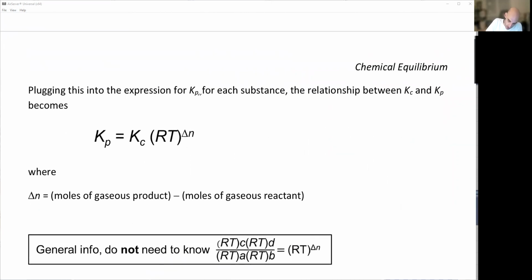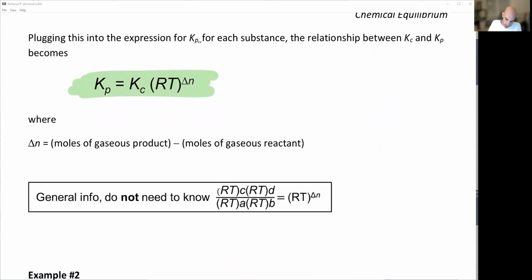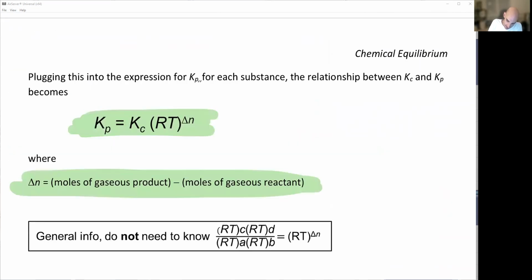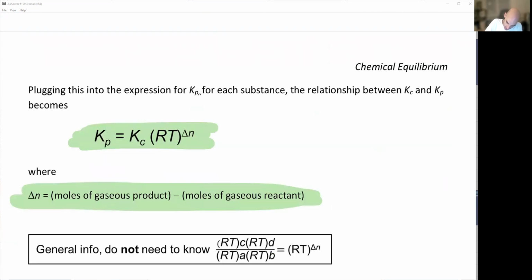This is the equation you need to know. Kp is equal to Kc (RT) raised to delta n. And delta n is the number of moles of gaseous product minus moles of gaseous reactant. So if I had a reaction, we'll use the original one, N2O4 as a gas in equilibrium with 2NO2.